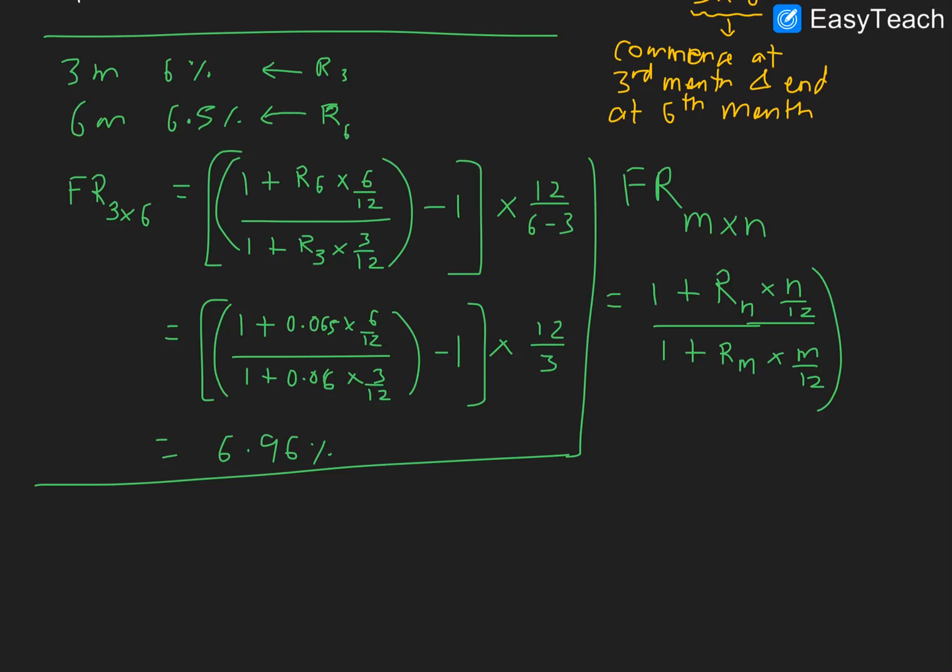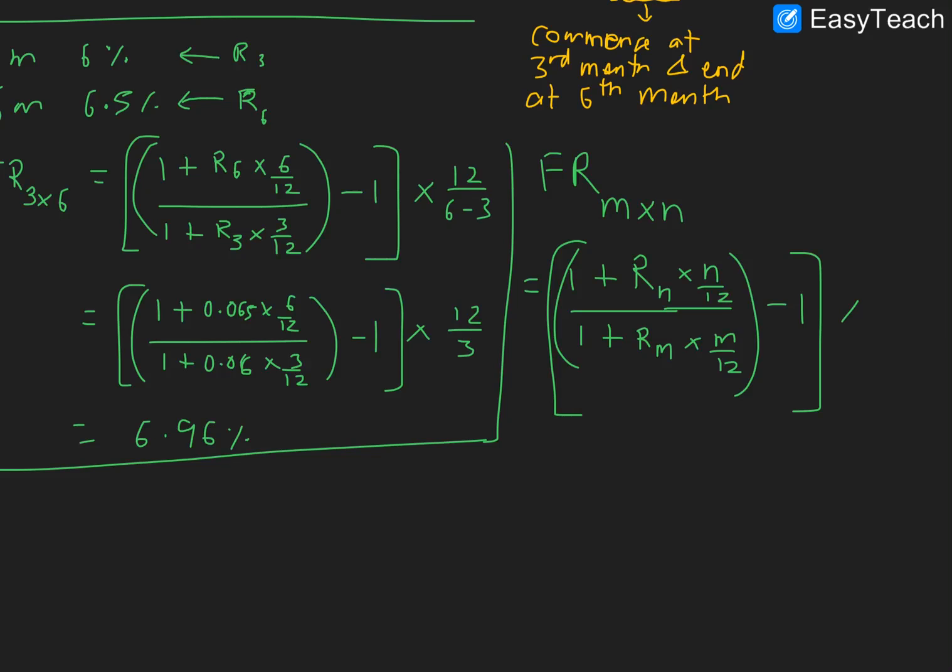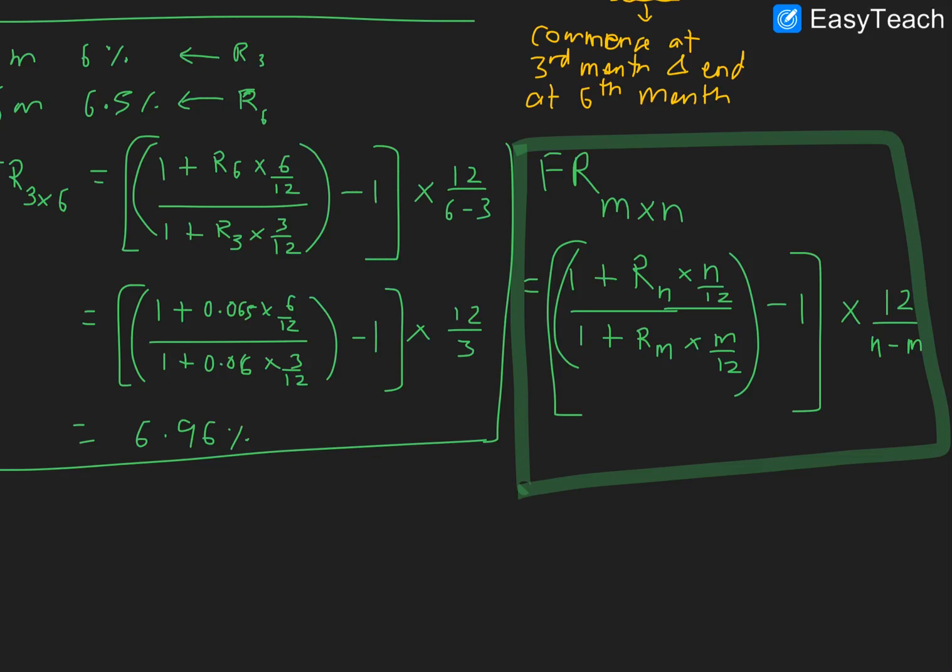This whole expression will be reduced by 1, and then this fully will be multiplied by 12 upon n minus m. So this is basically the formula for computing the forward rate. This is the formula for computing the forward rate when we have the rate of interest in months term, and I want to calculate the forward rate for future transactions.